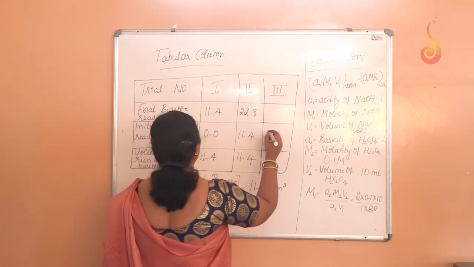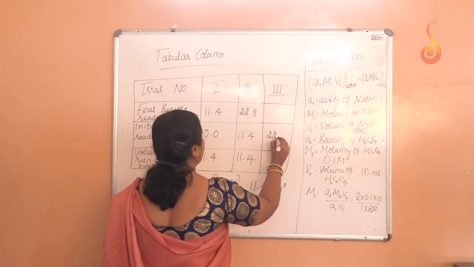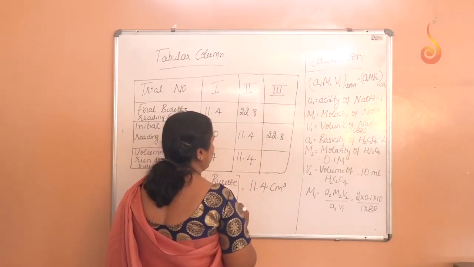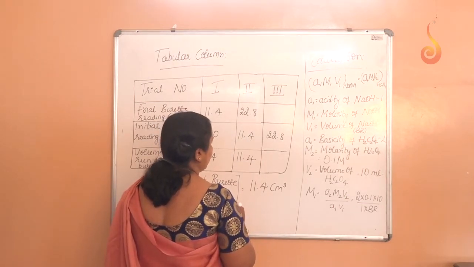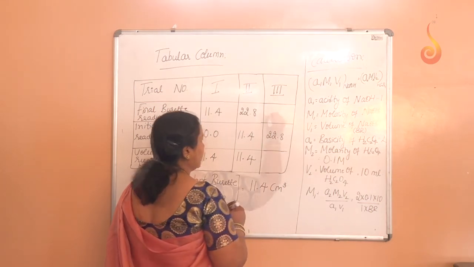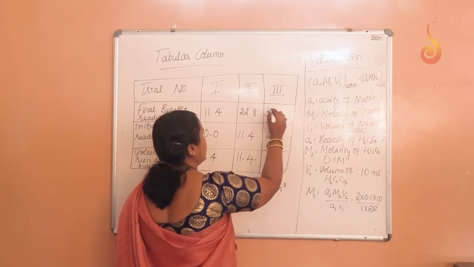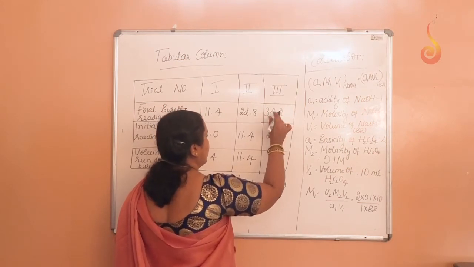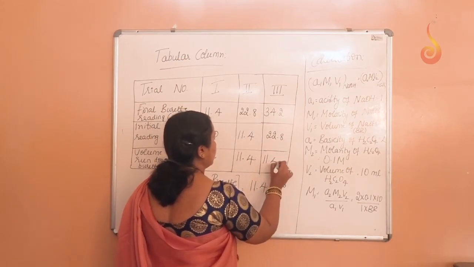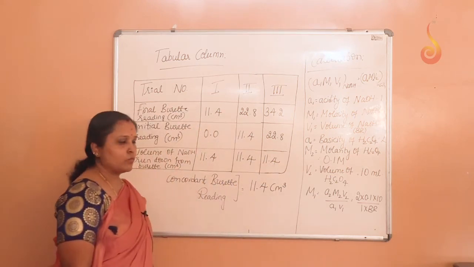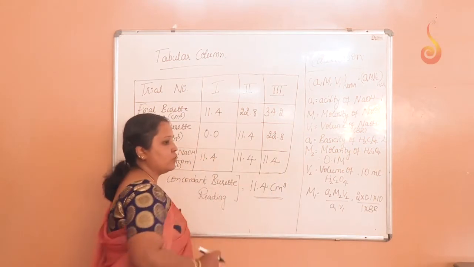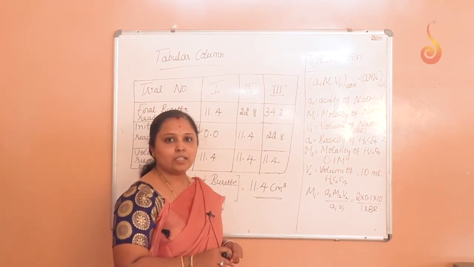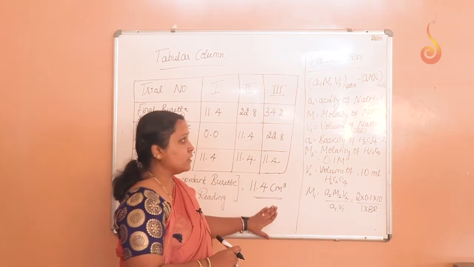Right. So then what will be the initial reading for the third trial? The initial reading for the third trial will be the final reading of the second trial, and the final volume of the third trial comes out to be 34.2 ml. When we subtract these two, we have got 11.4 ml. So now we have got our concordant reading. The next job is to calculate the molarity of sodium hydroxide by using this value.